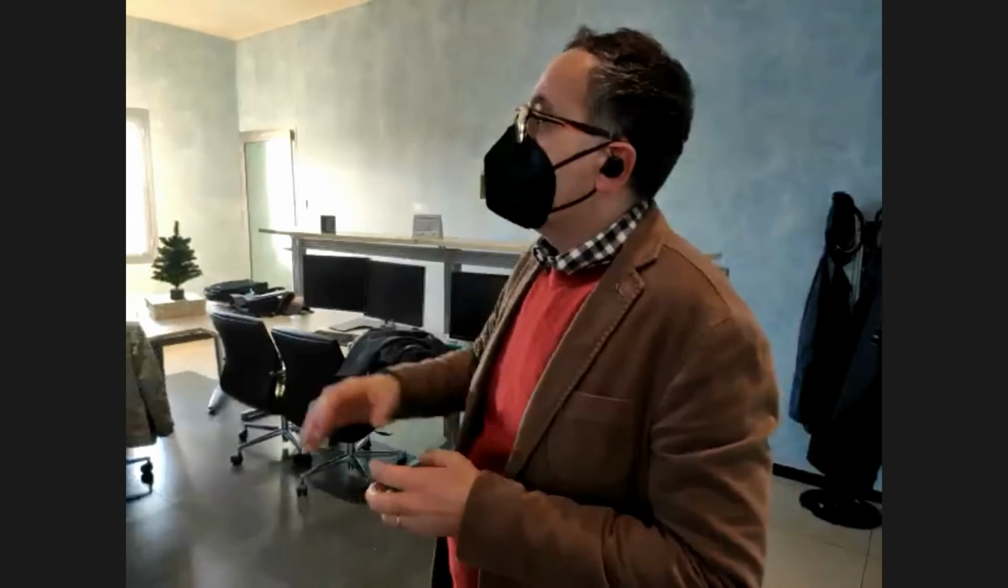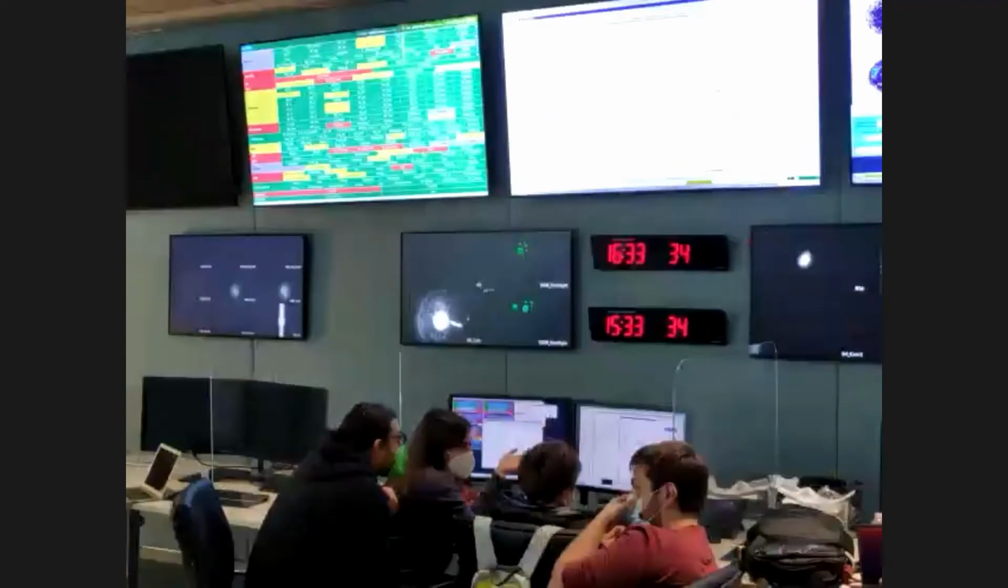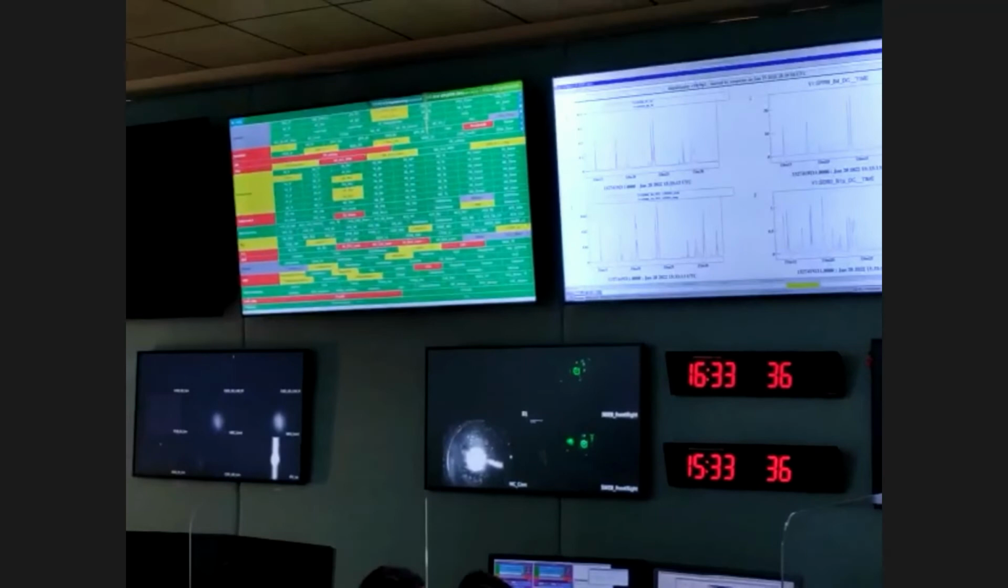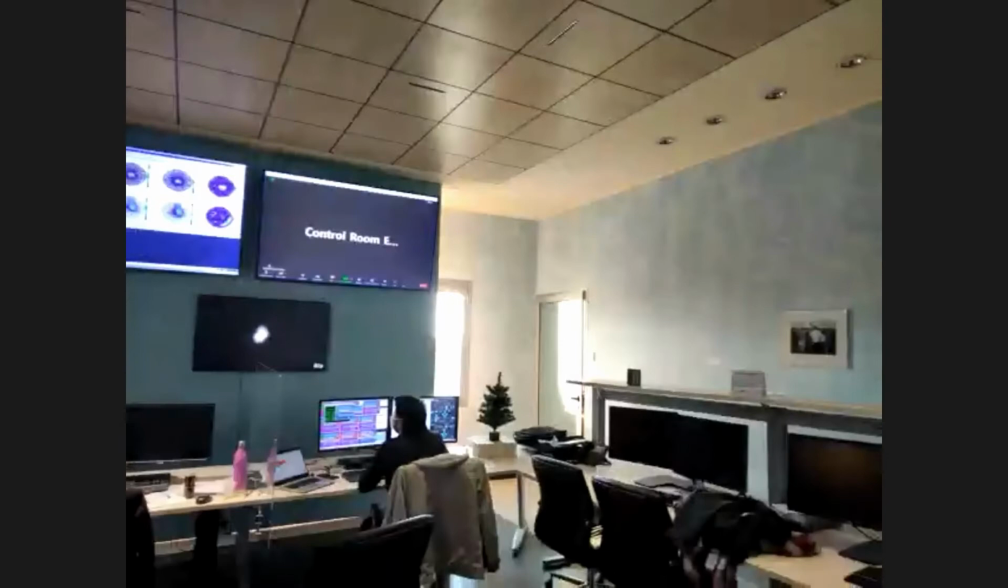Also, we have other monitors where we monitor signals. As I told you, we need a lot of different information to be able to control all the degrees of freedom of our machine. So distance between the mirrors, relative orientation, and so on, but not only, also environmental noise, so motion of the ground, pressure of the air, temperature, and so on.